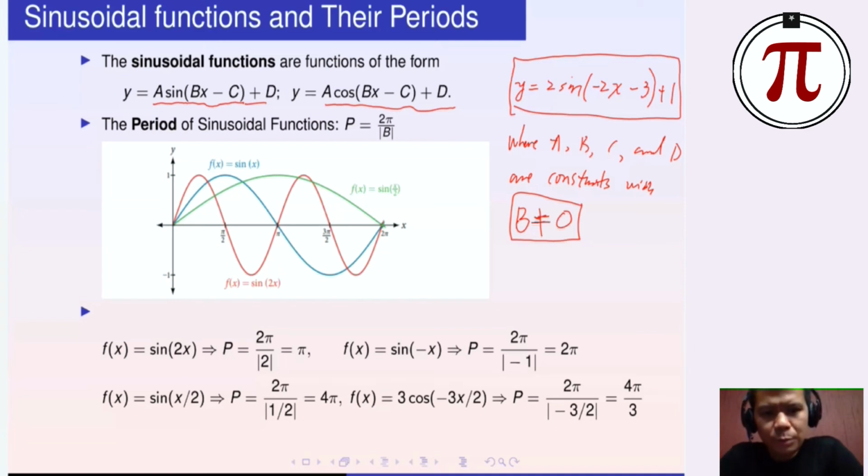All right. The period of sinusoidal functions is 2 pi over the absolute value of b.